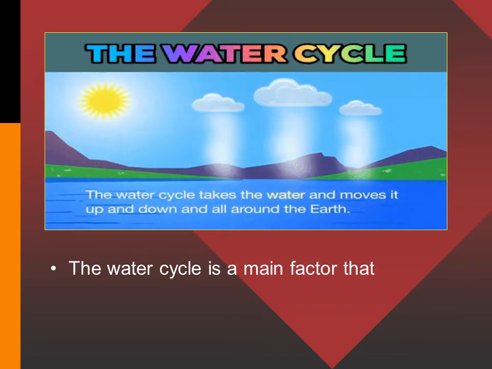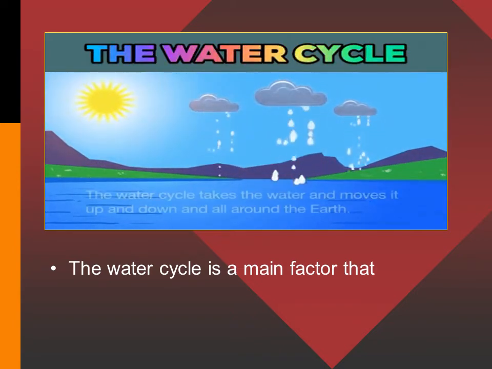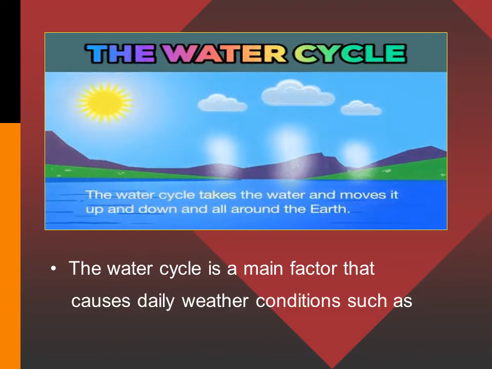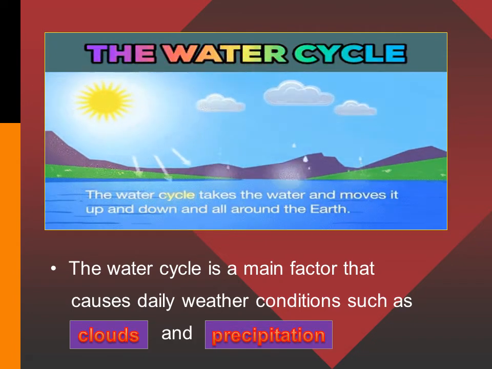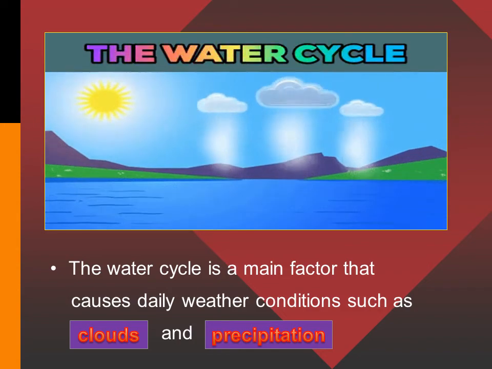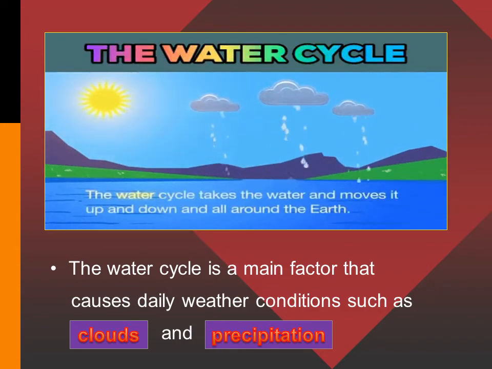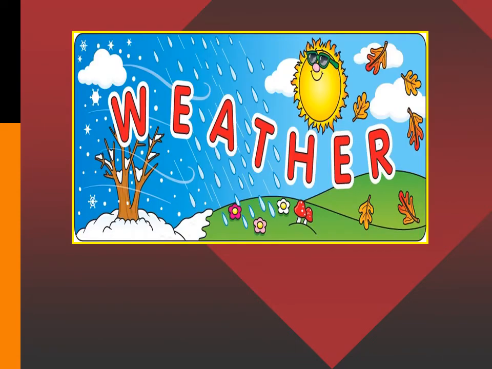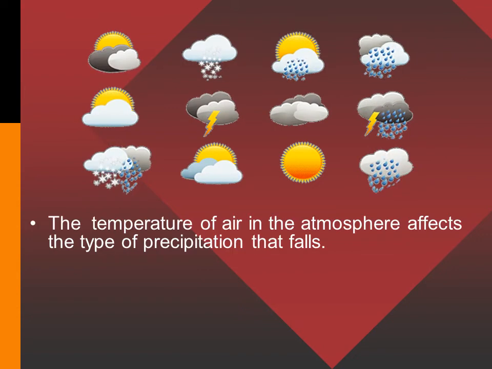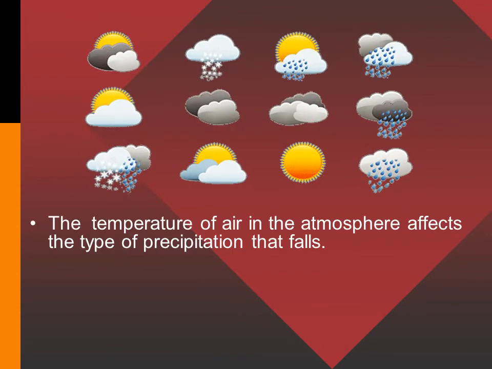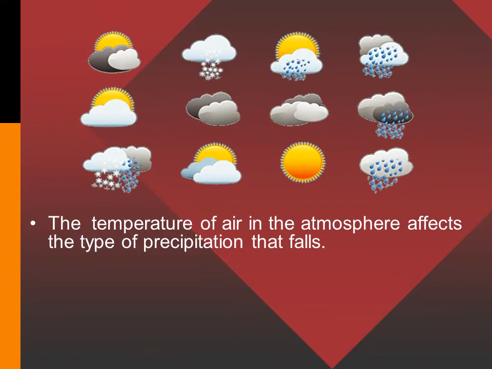So how can we discuss weather? Weather is the result of how water, air and temperature interact. The temperature of air in the atmosphere affects the type of precipitation that falls.